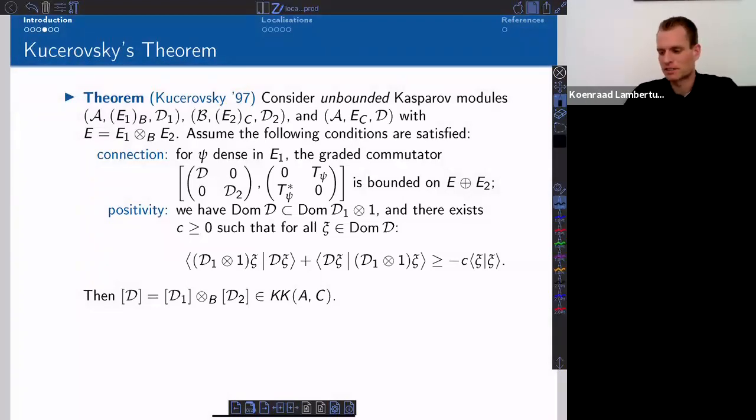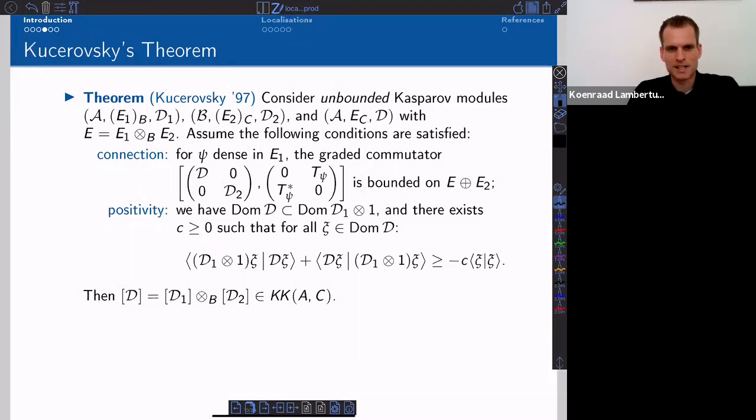So again, we consider three triples. We want to compute the Kasparov product of D1 with D2. This theorem of Kucerovsky only applies to unbounded Kasparov modules, so this is the self-adjoint version of the unbounded picture. And then again, as in Connes and Skandalis, we have this candidate for what we think the Kasparov product might be. And then we have two conditions, which if we can check that these conditions are satisfied, then this candidate indeed represents the Kasparov product.